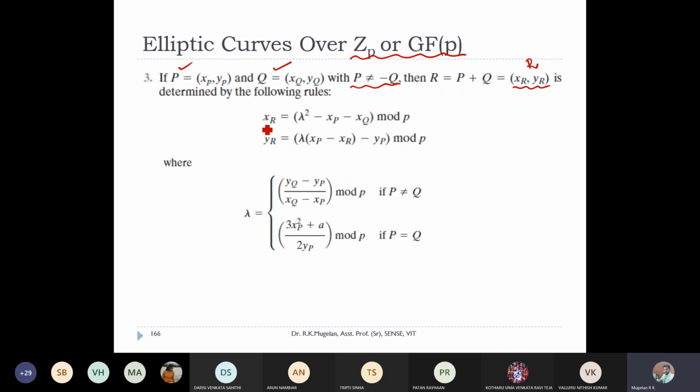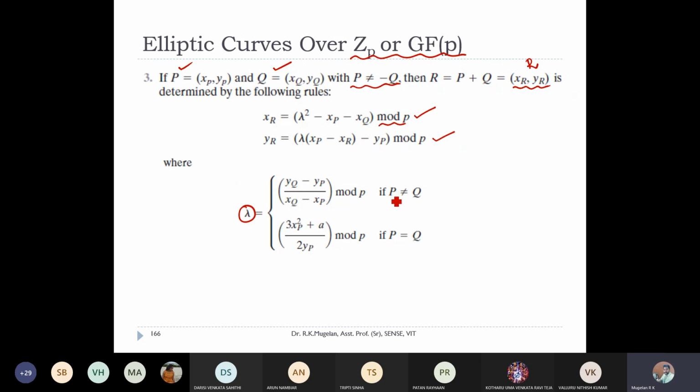The formula is this one. XR will be lambda square minus xp minus xq. Here the modulo comes in. Similarly for YR. Here the only difference is the computation of lambda. There, if you're going to make a repetitive addition, we won't use a slope. Here we are going to use a slope both when the points are not equal as well as when the points are equal to each other. But the formula for finding the slope is going to vary here.